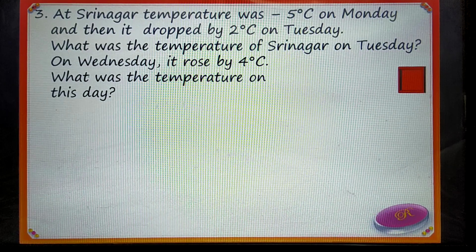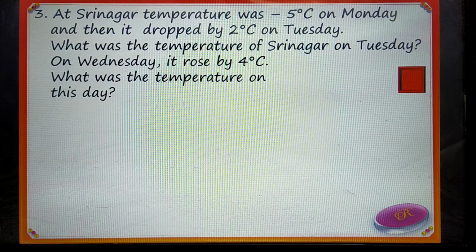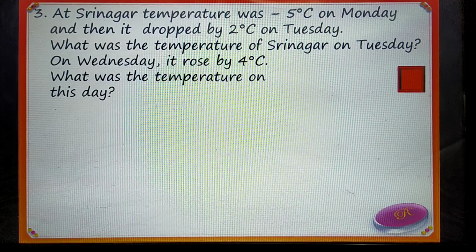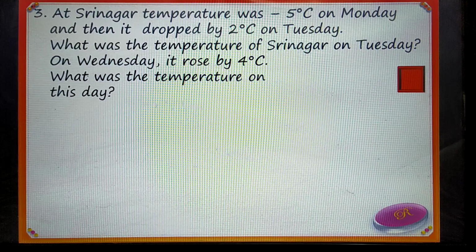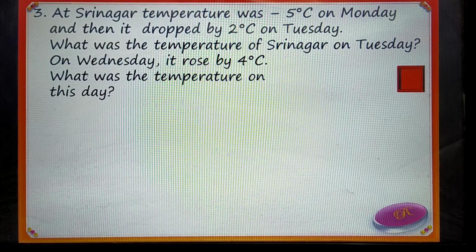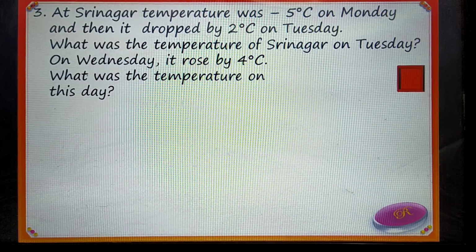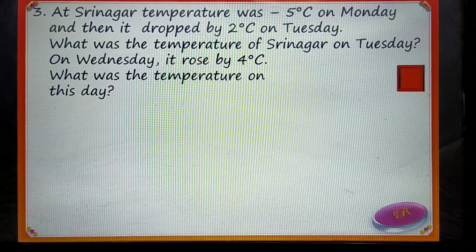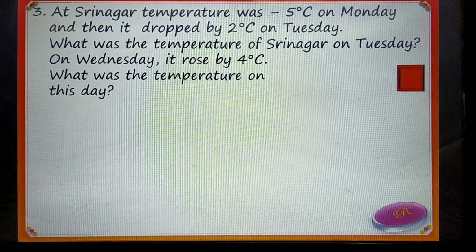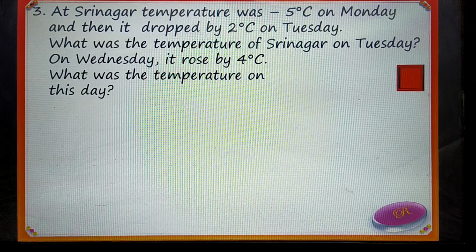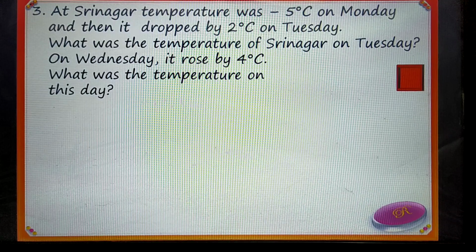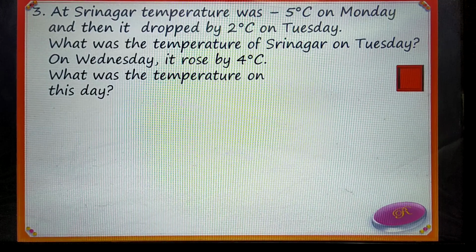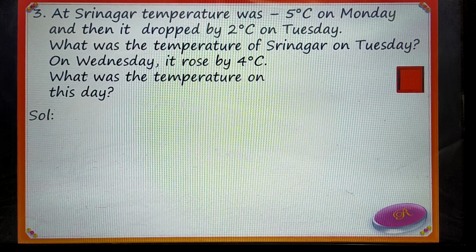Question number 3. At Srinagar, the temperature was minus 5 degrees Celsius on Monday and then it dropped by 2 degrees Celsius on Tuesday. What was the temperature of Srinagar on Tuesday? On Wednesday, it rose by 4 degrees Celsius. What was the temperature on this day? Solution.